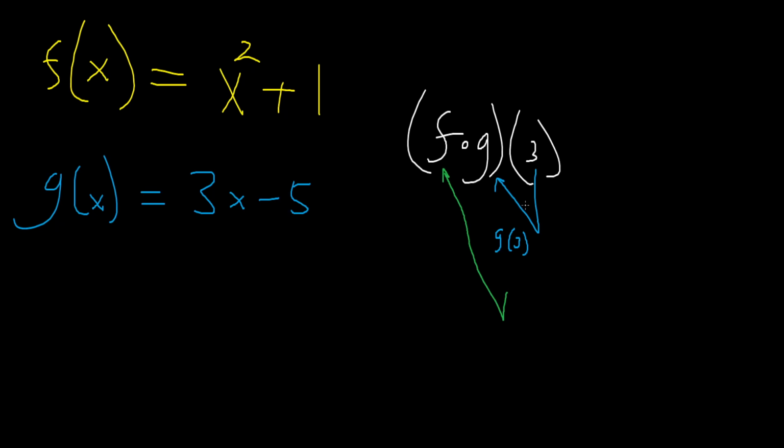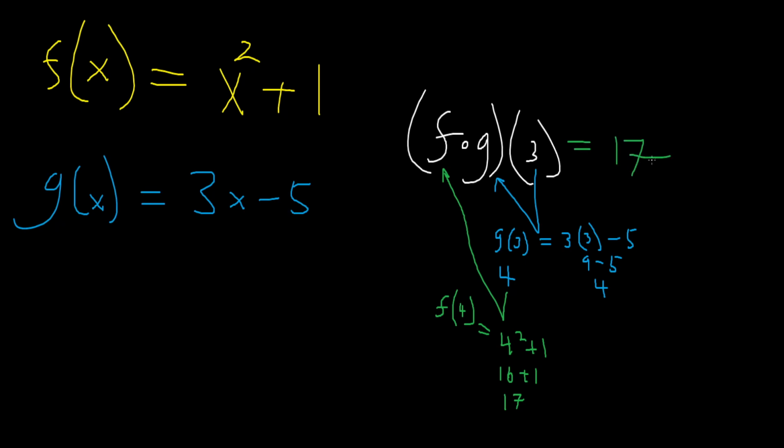So let's plug 3 into g. So g of 3 would be 3 times 3 minus 5. So that'd be 9 minus 5. So that's just 4. So we're going to take that 4, and we're going to plug that into f now. So now we're going to have f with g plugged into it. So that's going to be f at 4. So f at 4 is going to be 4 squared plus 1. 4 squared is 16. 16 plus 1 is 17. All right, cool. So that means the answer to this entire thing is just 17.